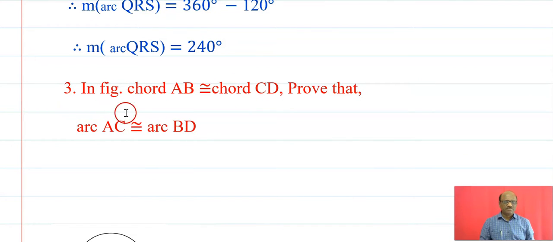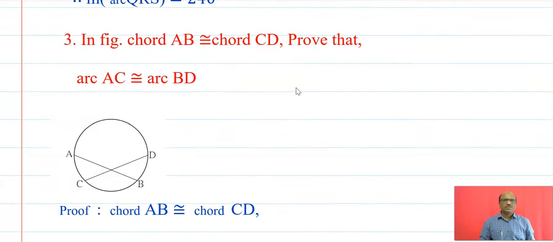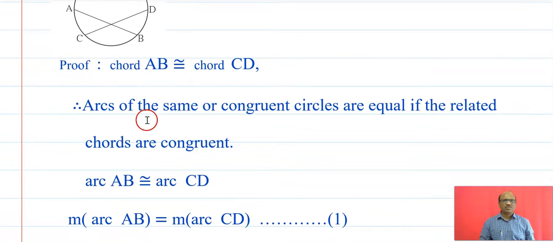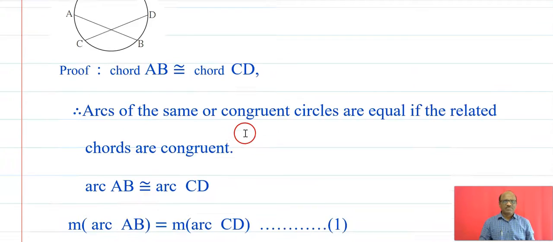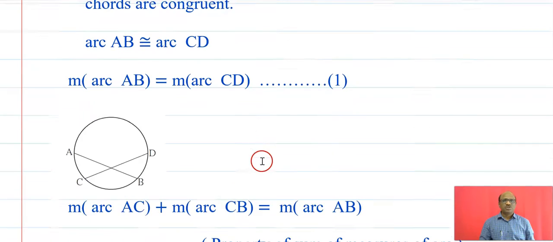In the figure, chord AB is congruent to chord CD. Then prove that arc AC is congruent to arc BD. Now see this here. These two chords are congruent, therefore the arcs corresponding to these chords are also congruent. Arcs of the same or congruent circles are equal if the related chords are congruent. Therefore, arc AB is congruent to arc CD. Therefore, measure of arc AB is equal to measure of arc CD.